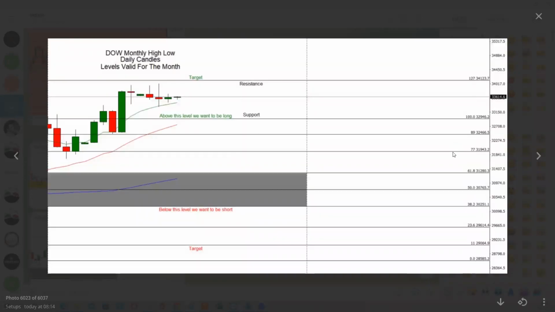On the Dow monthly high-low, currently between levels of 100 and 127 as support resistance. So trend is up. 8 is above 21, above 50. So we're still looking for that 127 target level there.